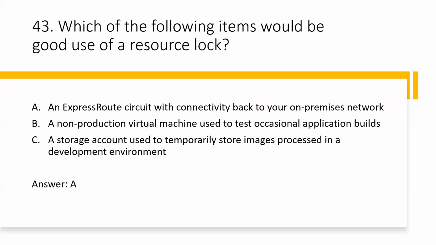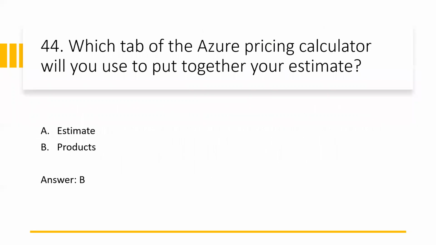If you are working from home or any other location, not from on-premises, you can use point-to-site connection. You can connect to Azure through a point-to-site connection. So here is the right option, option A, an ExpressRoute circuit with connectivity back to your on-premises network.